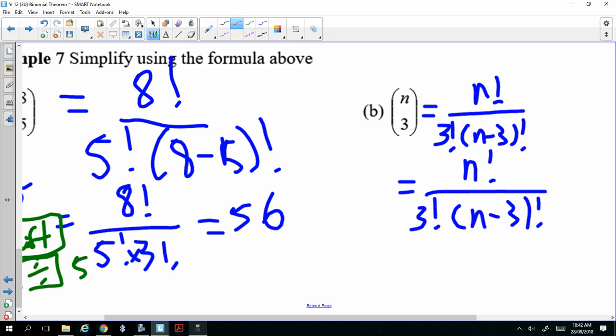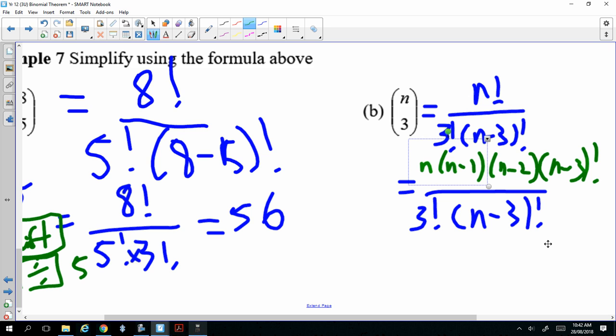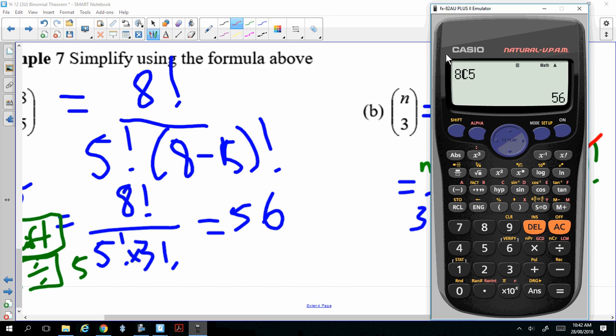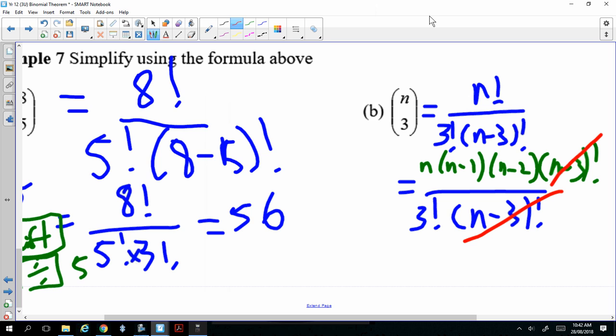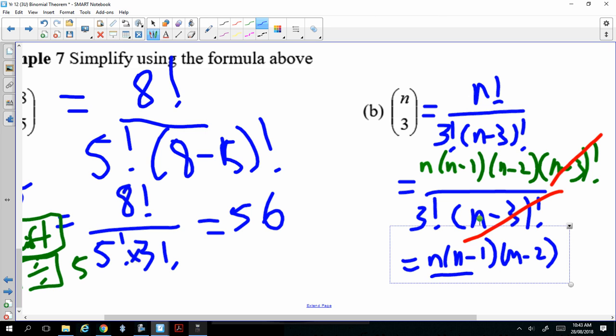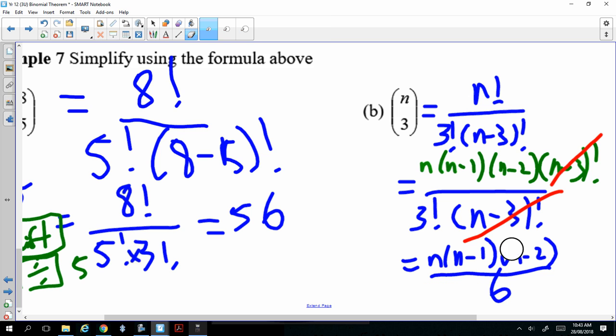So let's unroll the top one: n, n minus 1, n minus 2, n minus 3 factorial. That will cancel the bottom bit. And then we can work out what 3 factorial is. 3 factorial should be 6. So you write 6 at the denominator: n times n minus 1 times n minus 2 over 6. Okay, good. All right, so we're done.